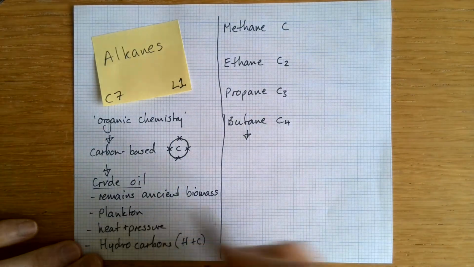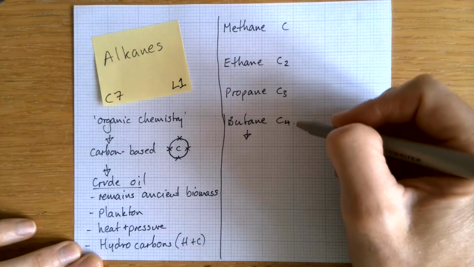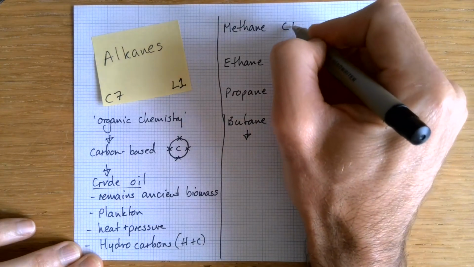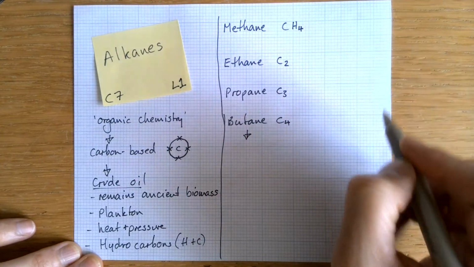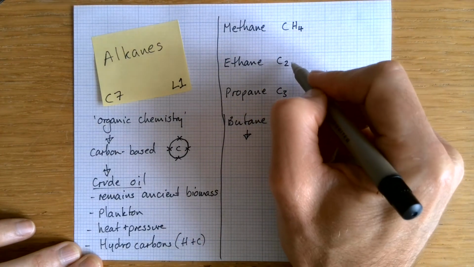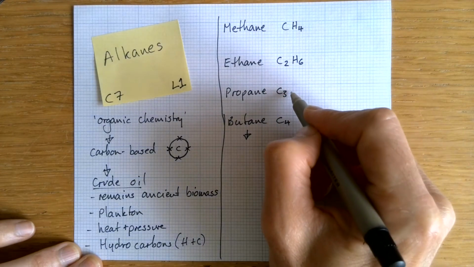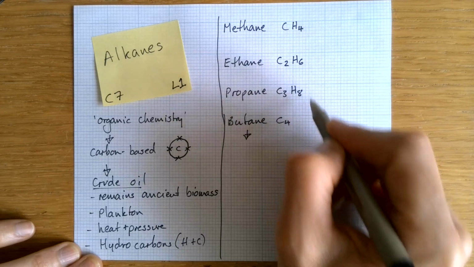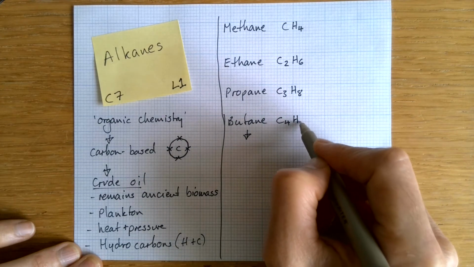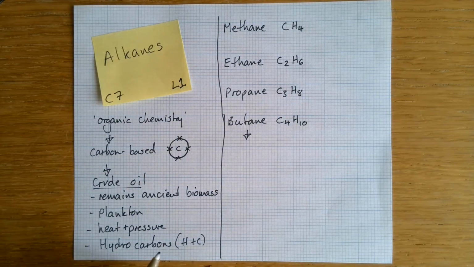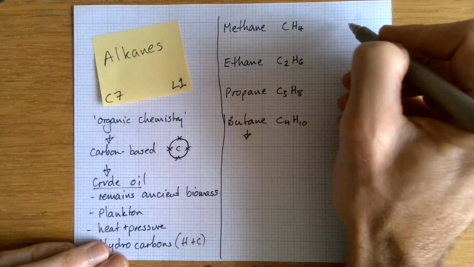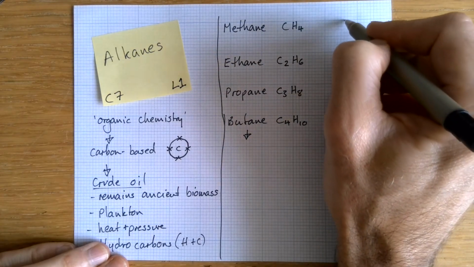These are hydrocarbons, so they also need to have hydrogens as well as just the carbons, and the formula for methane is CH4, ethane is C2H6, C3H8, and C4H10. And yes, you do need to know all of these. I'm going to show you how to draw them. It's really simple. Let's do it in stages.